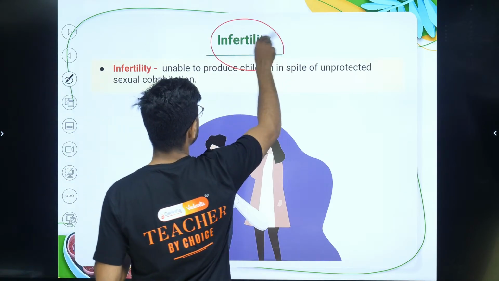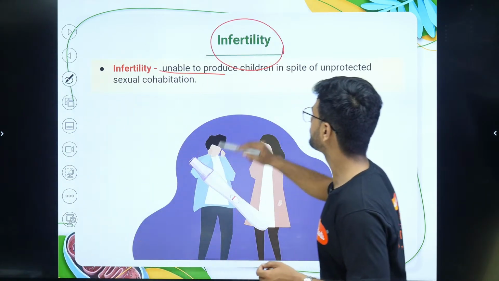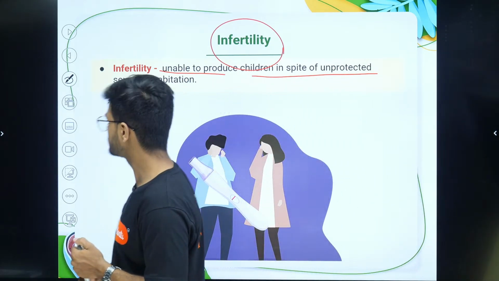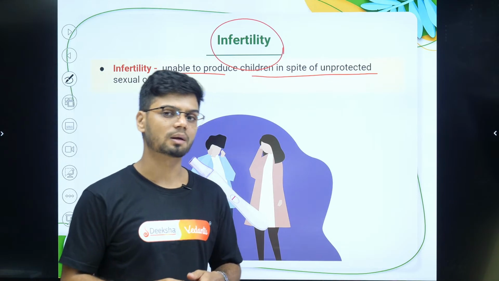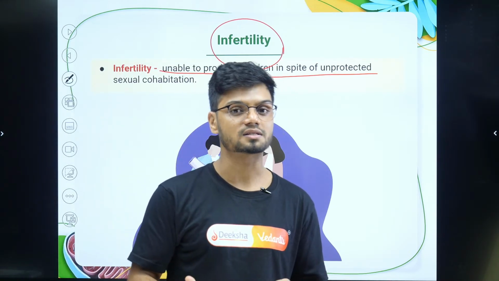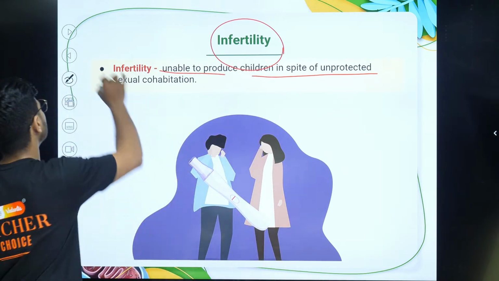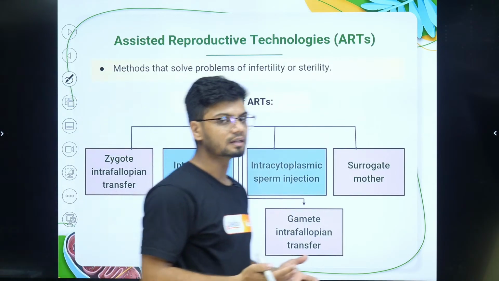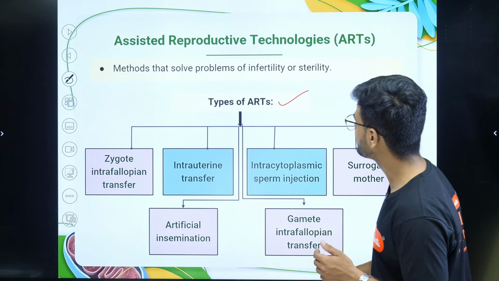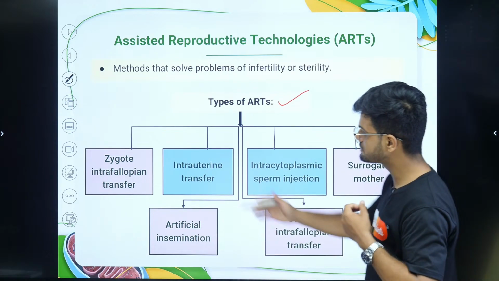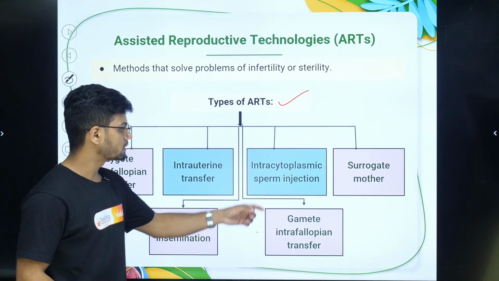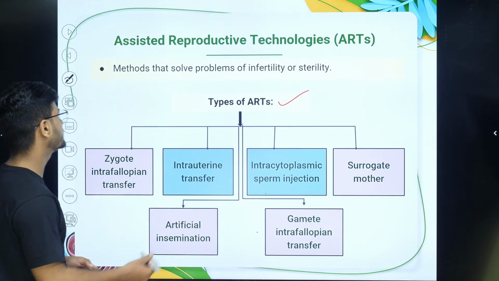Finally, we have infertility. Infertility is being unable to produce children in spite of unprotected sexual cohabitation. Sometimes there is low sperm count, or the female's uterus is not proper; there are many reasons for infertility. To overcome infertility, the couple can use different types of assisted reproductive technologies. We have ZIFT, GIFT, artificial insemination. We also have ICSI, gamete intracytoplasmic injection, and surrogate mother.